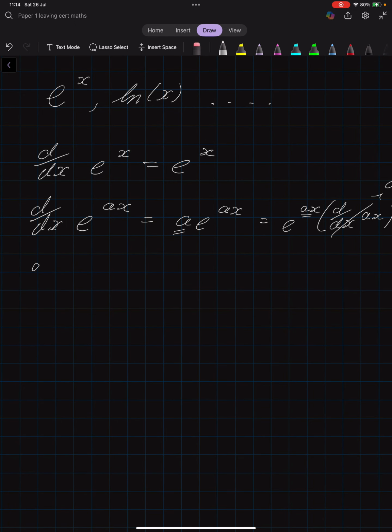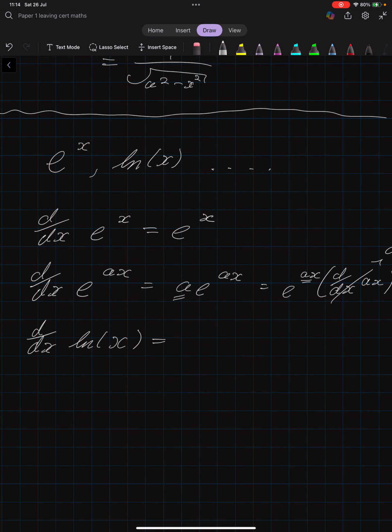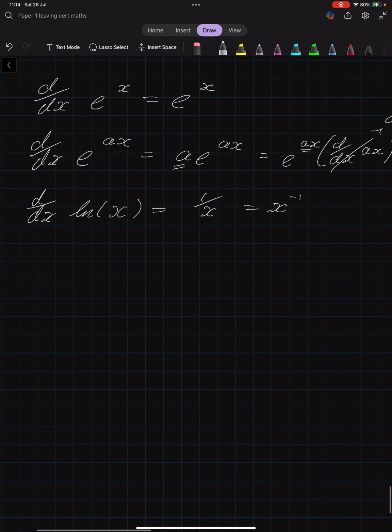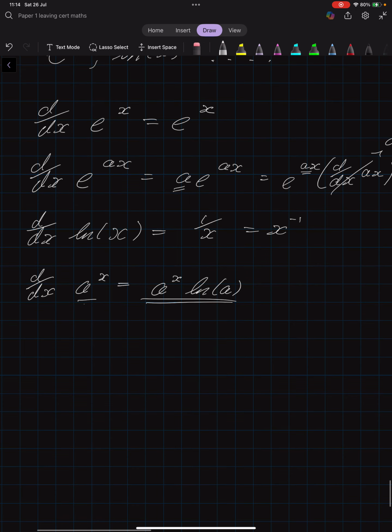If you differentiate log, again, you'll never have to prove any of these. You just need to know that it is. If I differentiate the log, I get 1 over x, or x to the minus 1. Very weird one, but it's just there. And if I differentiate a to the power of x, I get a to the x ln of a. So it's very similar to the e to the x. The only difference is that you just have a natural log here as well.